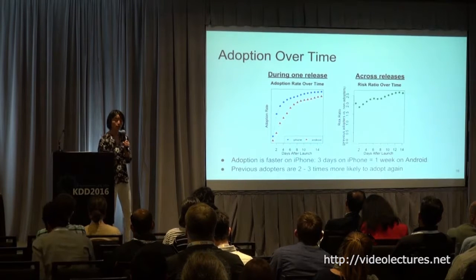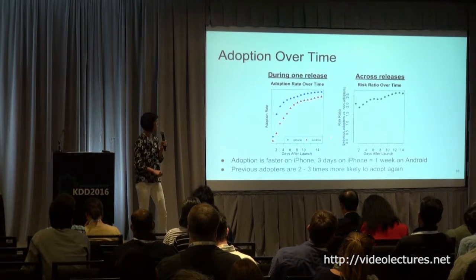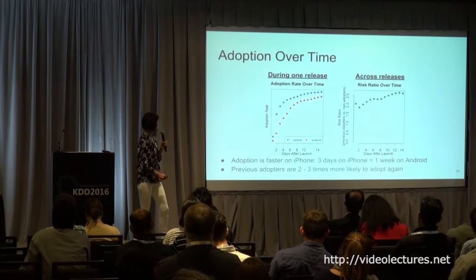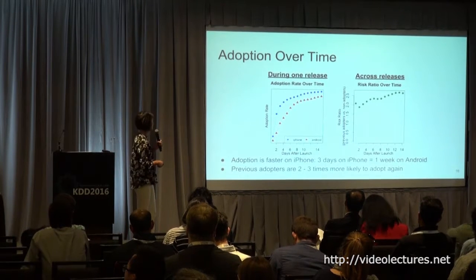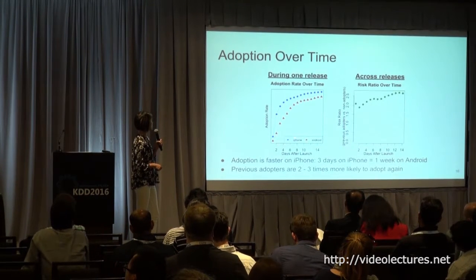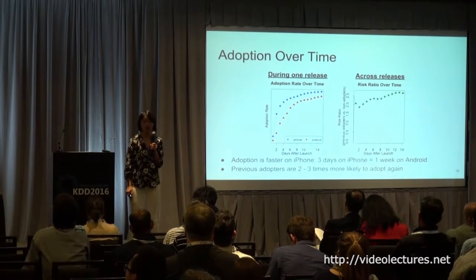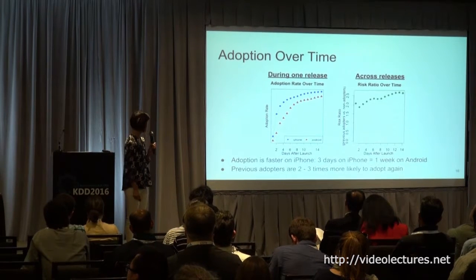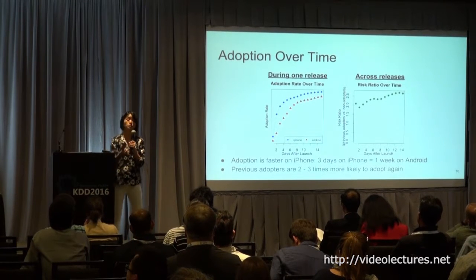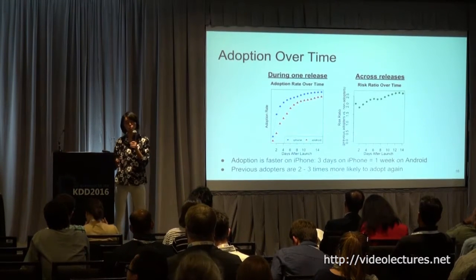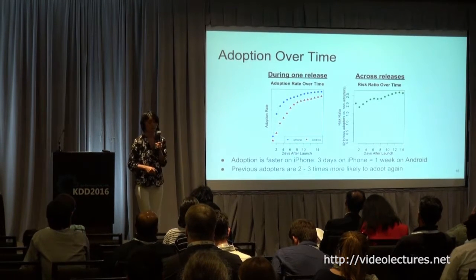Okay, so if you take a look at our adoption over time, and then compare iPhone and Android, it's actually quite different. For the LinkedIn user base, adoption happens much faster on iPhone. It takes 1 week on Android, and only 3 days on iPhone, to reach the same amount of adoption. And if you adopted before in previous releases, you're also 2 to 3 times more likely to adopt again in the new version as well.